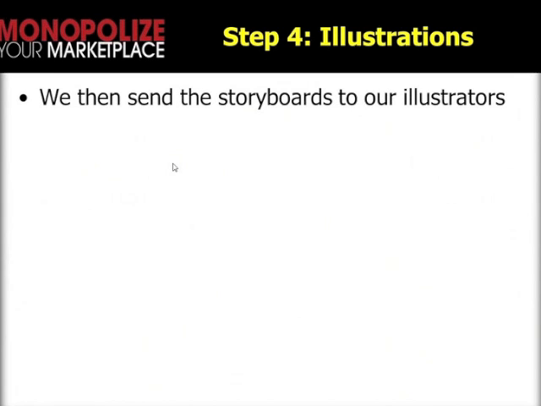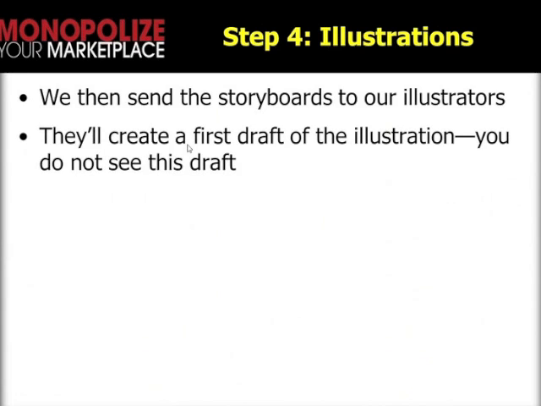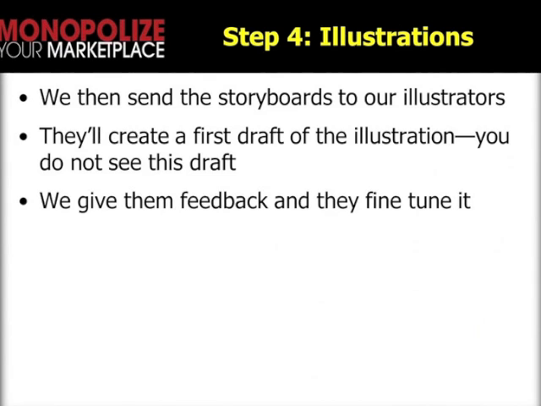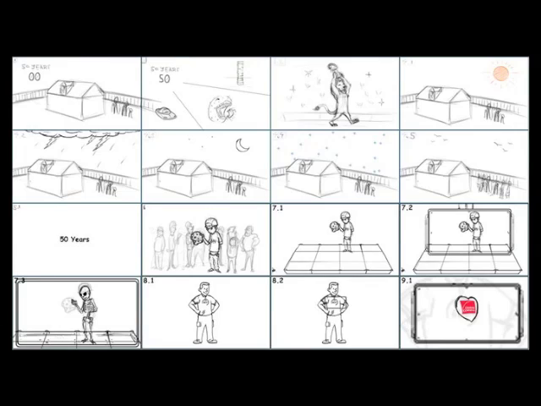The next thing is the illustrations. So we take those storyboards, we send them to the illustrator. They'll create a first draft of the illustrations. You're not going to see this draft. Then we'll give them feedback and they'll fine tune it. The reason that you're not going to see it is because we've got this process down to where we've got a pretty good idea. You'll see it at some point, but we're not going to show you all the preliminary versions of this stuff. So let's take a look.